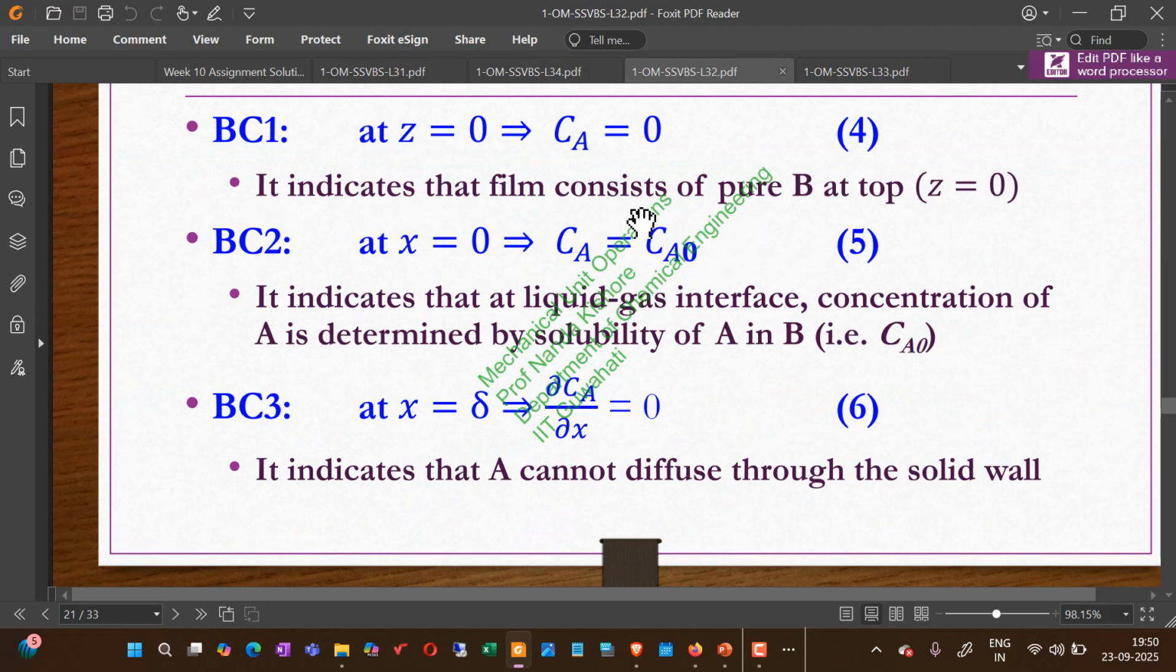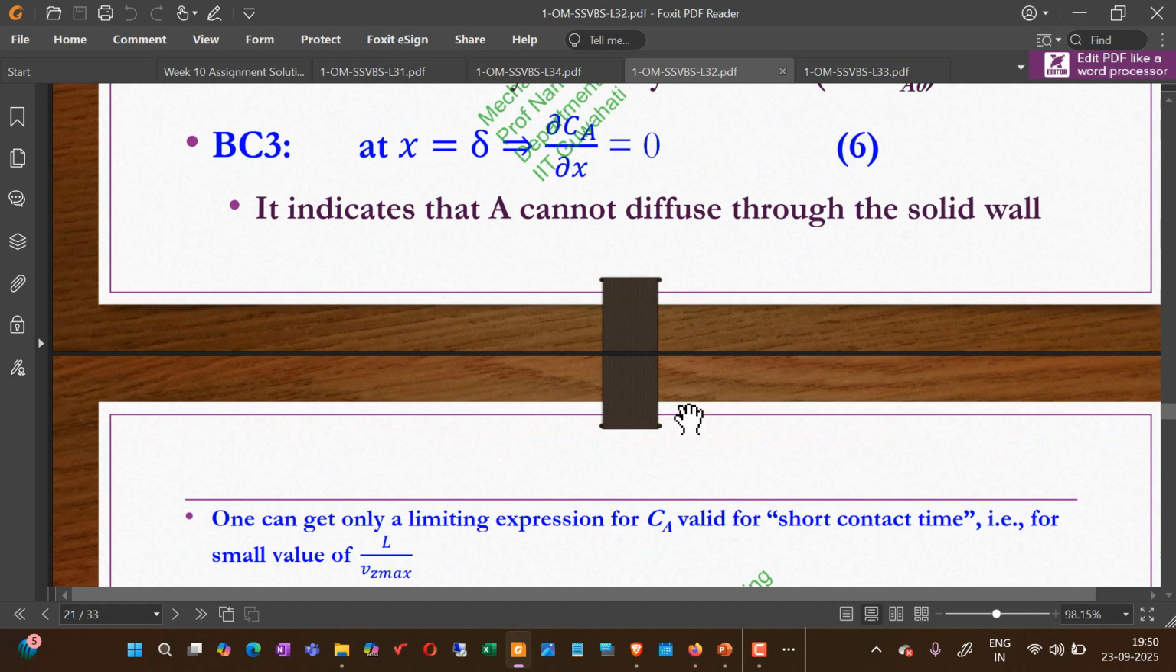So it indicates that the film consists of pure B at the top, right? And it indicates that the liquid-gas interface concentration of A is determined by the solubility of A in B, which is Cm. That can be calculated based on the value which is given. And at x equals delta, dCa/dx equals 0, and this x equals delta is the plate.